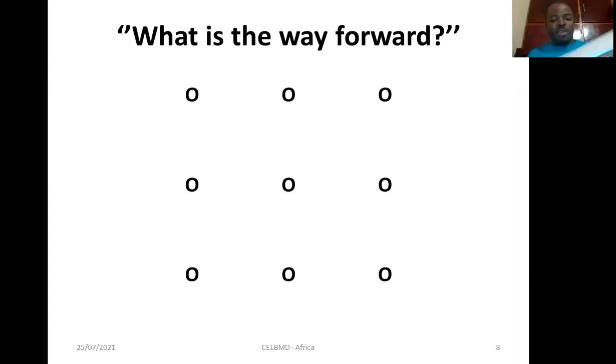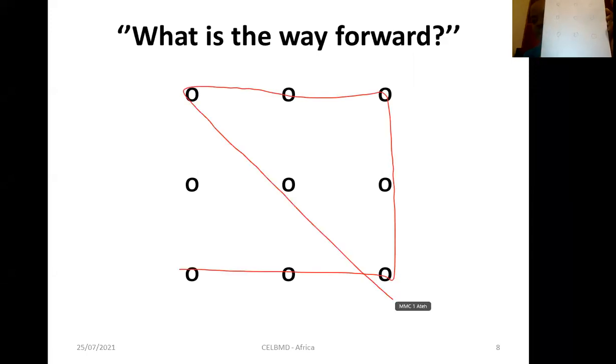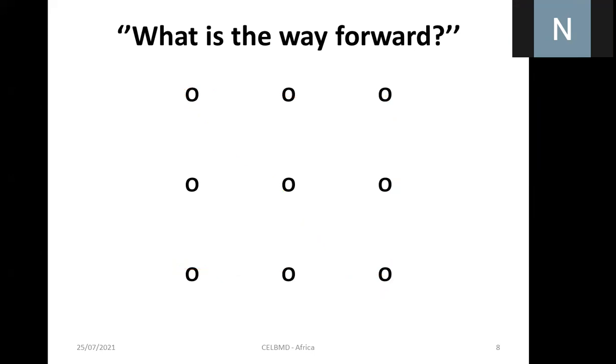Let me see if everyone can see this. Can everyone see that? Yes, I can. Yeah. So are those 4 lines? Are all the dots connected? Yes, they're all connected.